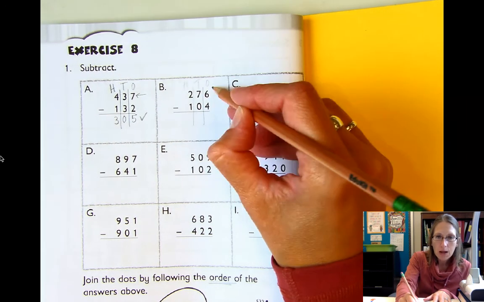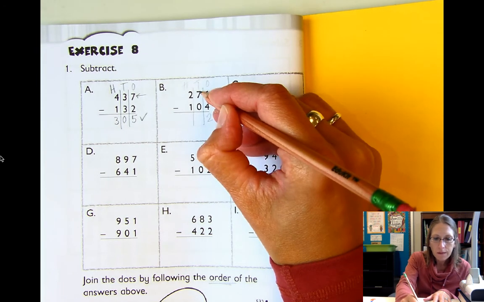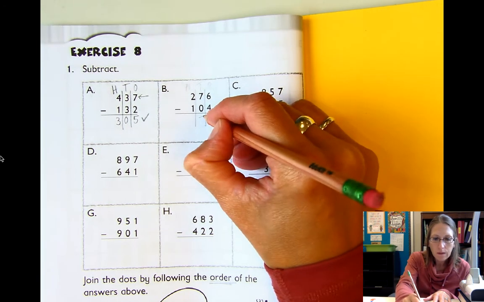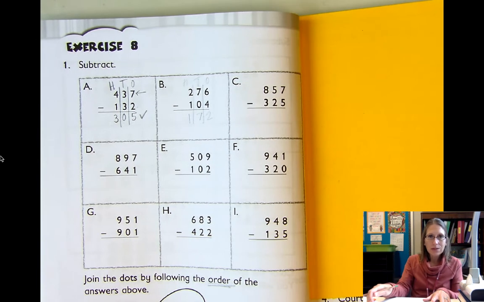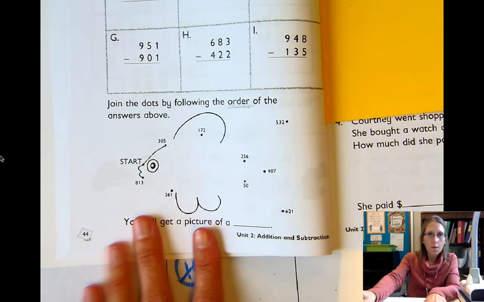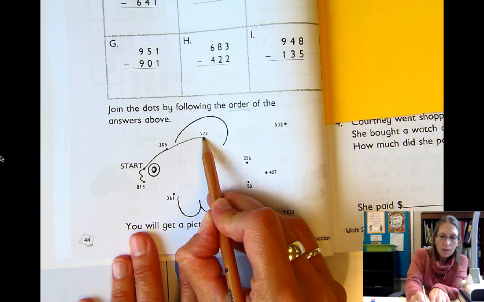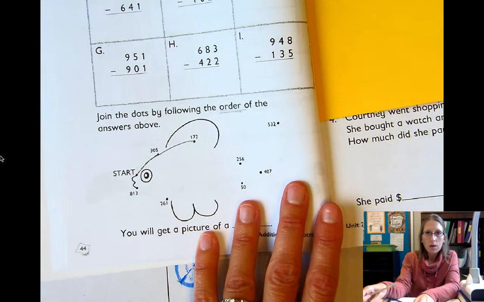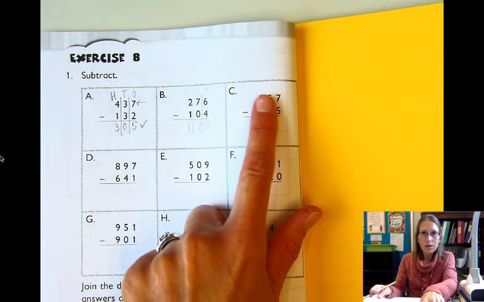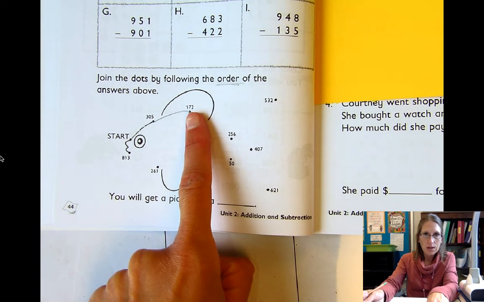Okay, so 6 ones minus 4 ones, 2 ones. 7 tens minus 0 tens, 7 tens. 2 hundreds minus 100. Oh, 172. Okay, let me check. Oh, yep, it was that one. I was kind of predicting that might be that one. Then we're going to draw our line here. Okay, so whatever the answer is to part C, then you're going to connect those dots to the next one.